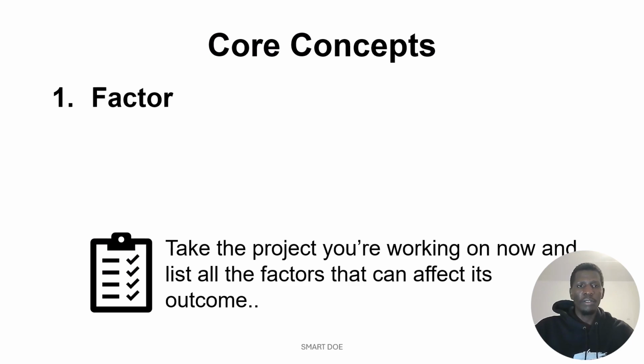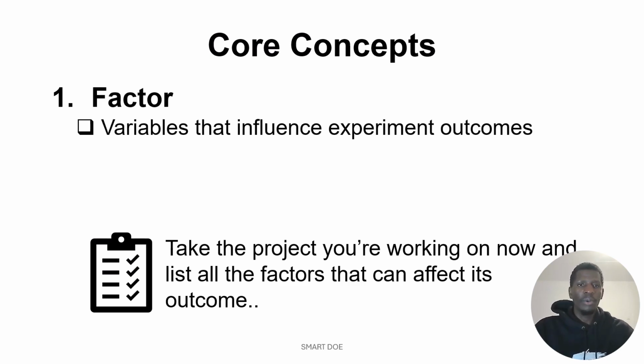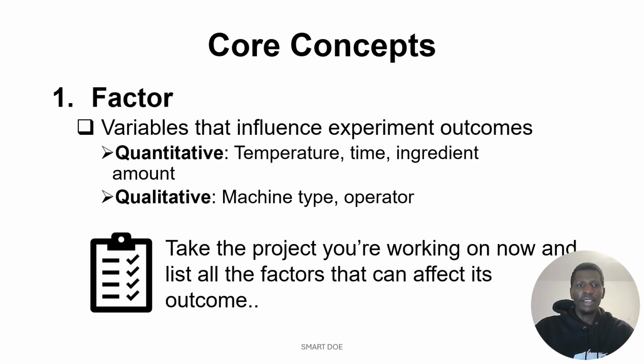The first core concept of design of experiments is a factor. What are factors? Here we mean those variables that can influence the outcome of an experiment. There are two types of factors: qualitative and quantitative. Quantitative factors can be assigned a numerical value, while qualitative factors cannot. For example, we have machine type, for someone who wants to determine how different machines can affect the quality of a product. Operator type, how different operators handling those machines can influence the overall quality. Different packaging materials, how different packaging materials can affect the quality of a product.